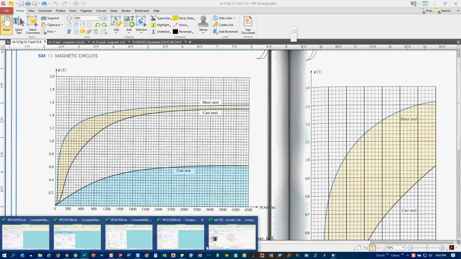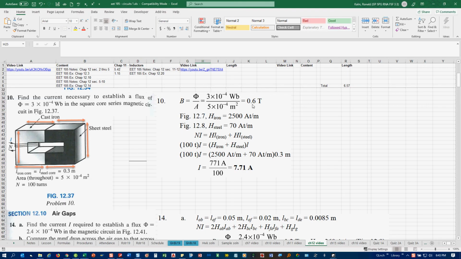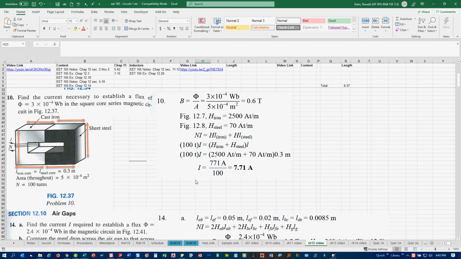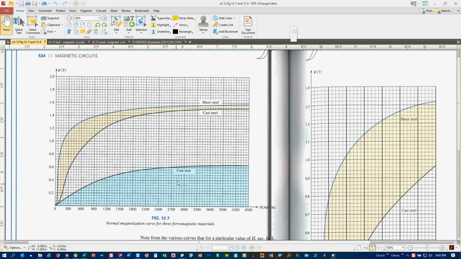So if we go back to our number here, B we found to be 0.6 Teslas. So on here we go to 0.6, and we know that, I think we were talking about, what was it? It was iron. It says it's 2,500 ampere turns per meter. So we go back to the chart. This is iron, 0.6 Teslas. We go across here, and then we hit the chart right about there. And they're estimating that to be about 2,500. That's about right here. And it looks about right.